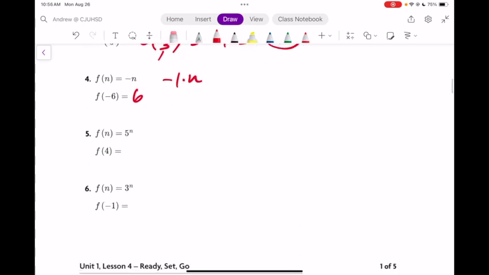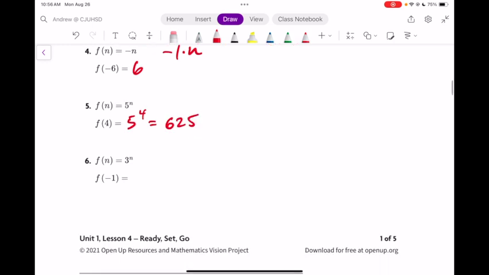Number 5 is an exponent. So 5 to the 4th power, that's 625. And 3 to the negative 1. With the use of a calculator, you'll find that it's 0.3, and the 0.3 goes on forever.